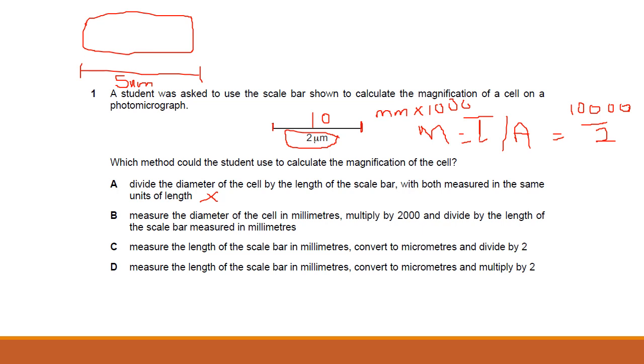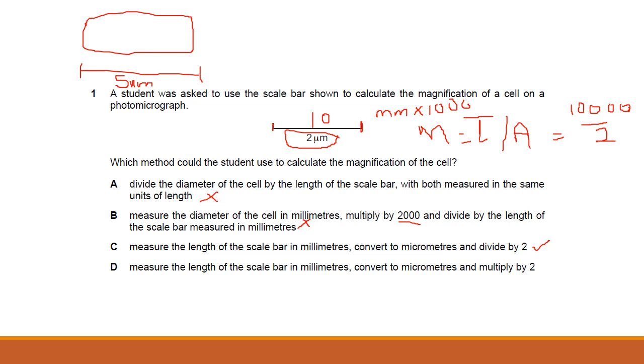Option B says measure the diameter of the cell in millimeters, multiply by 2000 and divide by the length of the scale bar measured in millimeters. This method is just absolutely wrong. Firstly, because the number 2000 is a very ambiguous figure. There's no indication of where that has come from. So that's not your answer. C says measure the length of the scale bar in millimeters, convert to micrometers and divide by 2. That is exactly what I've explained to you here, okay? So this is our likely option.